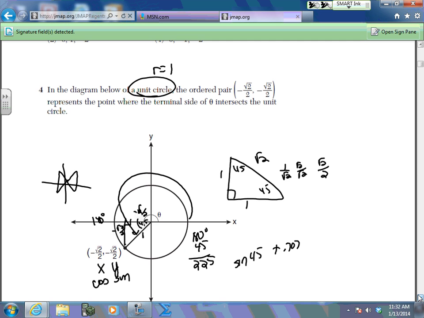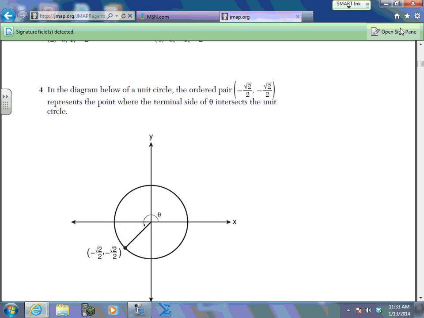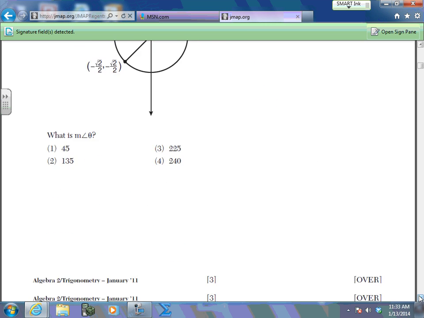Not happening. These guys are negatives. I can put in the sine of 135. That'll give me a positive. Well, I got negatives. Sine of 225. Now I get my negative. And this is in quadrant 3 because it goes from 180 to 270. Make sense out of your diagrams. Okay?